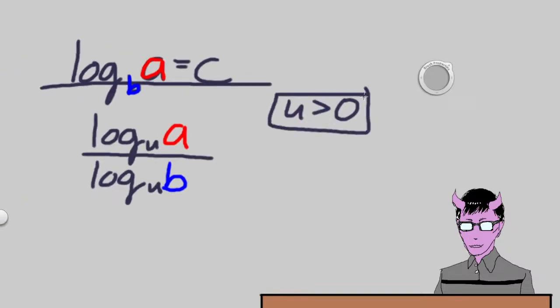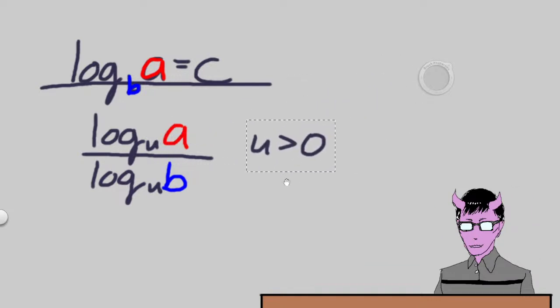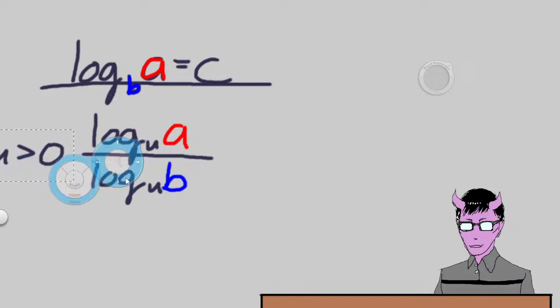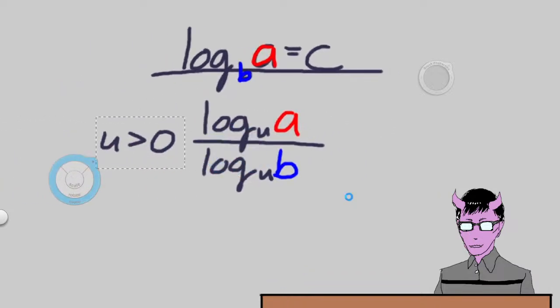I think that's the criterion that we want. We just want to make sure that for some arbitrary u value, such that u is greater than 0, we can change our given problem into something like this.